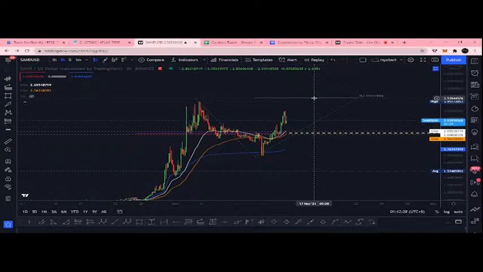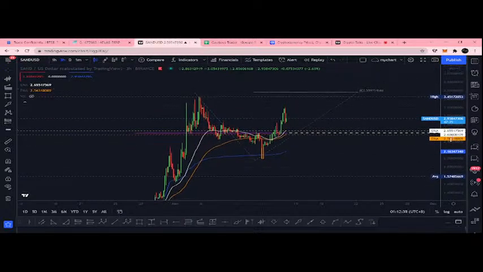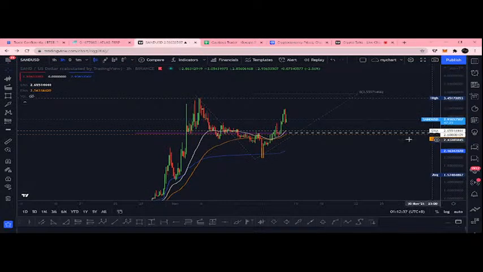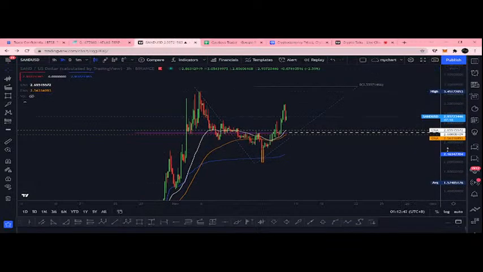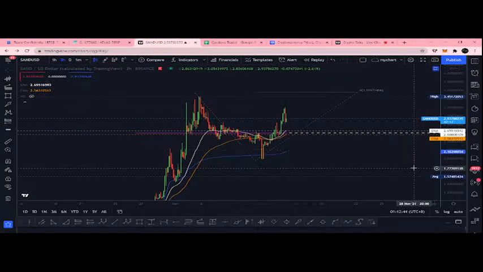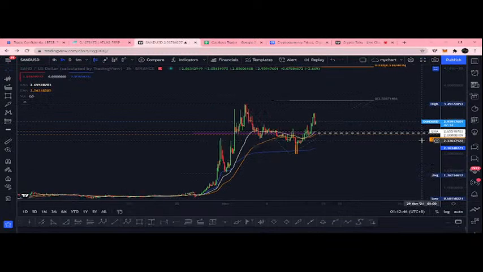So for here, I might possibly use the point of control as a support area, which is the 2.60 area.